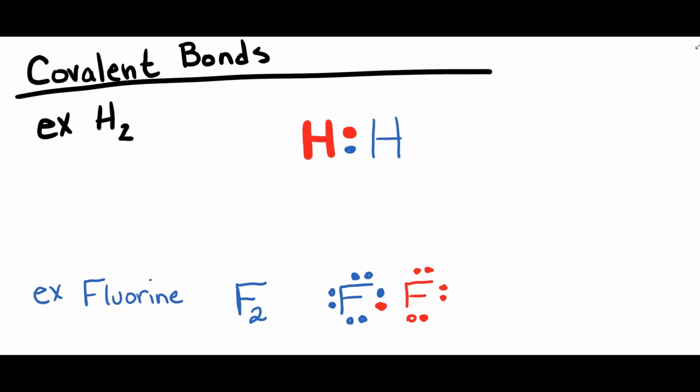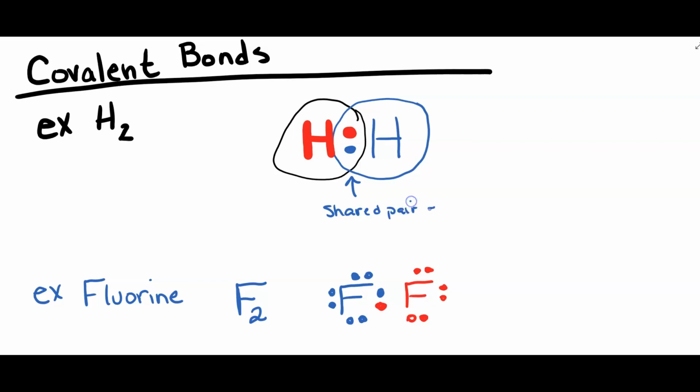So if we look at it from the viewpoint of the red hydrogen, it has two valence electrons and it has a full octet. I know octet means 8 and hydrogen only has 2, but hydrogen is so small. Remember, it only has the first energy level, which holds only 2 electrons. The blue hydrogen also has its octet complete. So right here, we have what we refer to as a shared pair of electrons, and that represents the covalent bond.